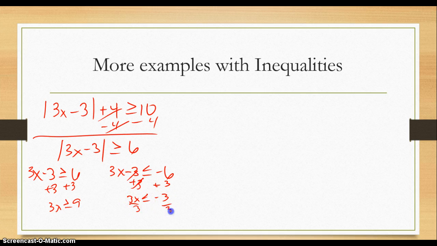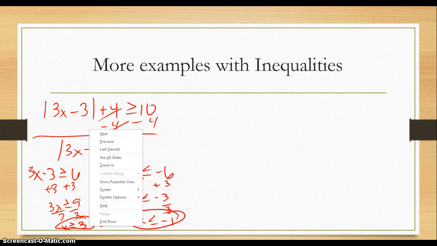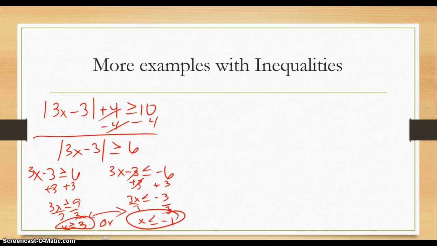Divide by 3. x is less than or equal to negative 1. Divide by 3. x is greater than or equal to 3. So x is greater than or equal to 3, or x is less than or equal to negative 1. So we can leave it in this statement right here. And if you're asked to graph that, you know how to graph that already from the earlier section.